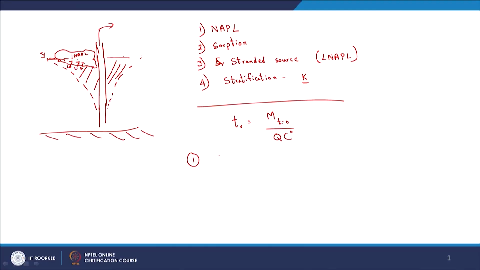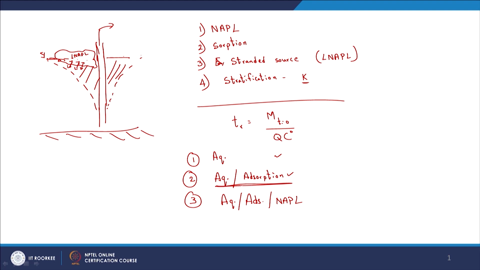In that context, we looked at three cases, or rather we need to look at three cases, some of which we already discussed. Case 1 is when we have the compound only in the aqueous phase, or it's only dissolved, right? Case 2, when you have the compound in the aqueous phase and also adsorbed onto the soil, right? And case 3, when you have the compound dissolved in the aqueous phase, you have adsorption, and you also have NAPL, right? I believe we discussed the first two aspects, and we are going to look at a couple of examples in this context, and then move on to discussing the third.